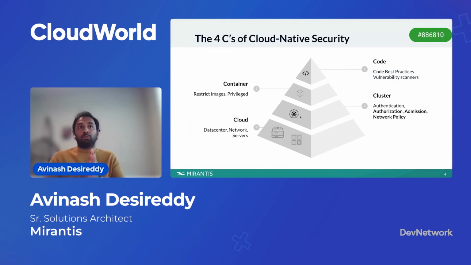Here is the cloud native view of security. It follows a layered approach, which is widely used in securing software systems. The first layer is code. The code is packaged in containers, and containers are run in clusters, and all these clusters are present in data centers. It is also called the four Cs of cloud native security.